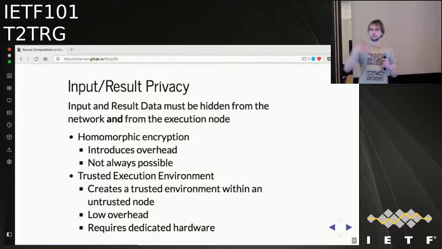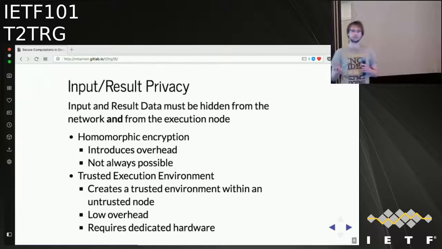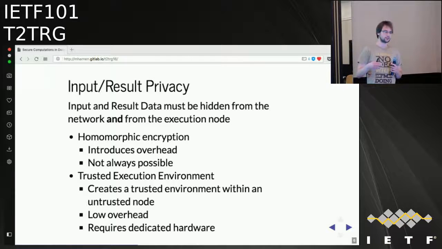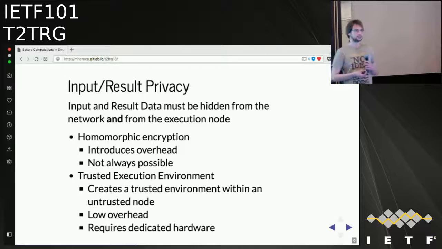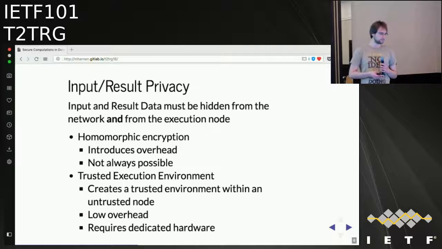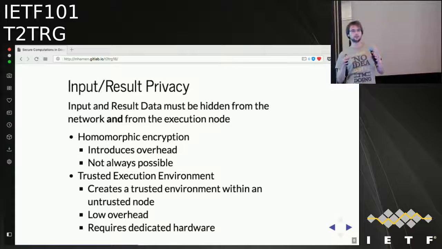Then we also submit some input and we get some results and we want to make it private, not only from the network, but also from the execution platform. And this is difficult because the execution platform must actually compute something on top of our data. So in the cloud, usually now we use homomorphic encryption. However, again, it introduces quite a lot of overhead, and it's not always possible. The other solution would be to use trusted execution environments, which basically allow us to have a trusted enclave on untrusted nodes. However, they require dedicated hardware.